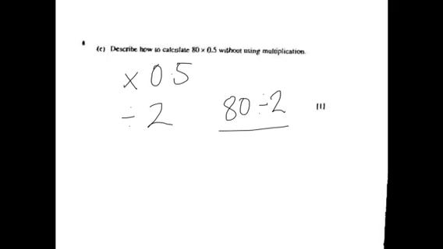Now here we have: describe how to calculate 80 multiplied by 0.5 without using multiplication. Well, multiplying by 0.5 is the same as dividing by 2. Okay, so we could work out just 80 divided by 2, and that's how you would do the calculation, the answer being 40. It doesn't actually ask you for that in the question, but that is what you're after. So that's how to calculate that without using multiplication.